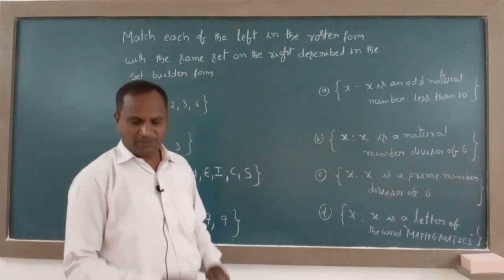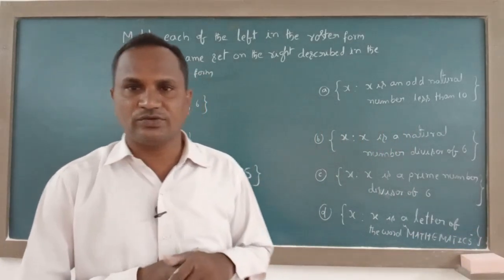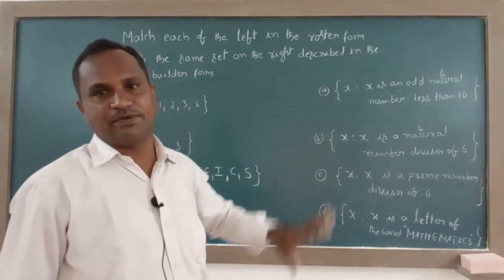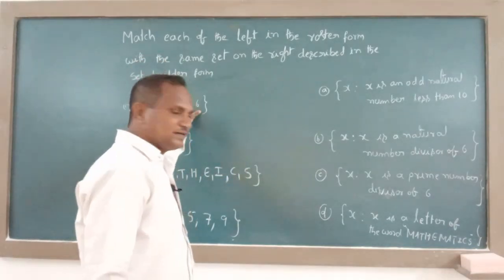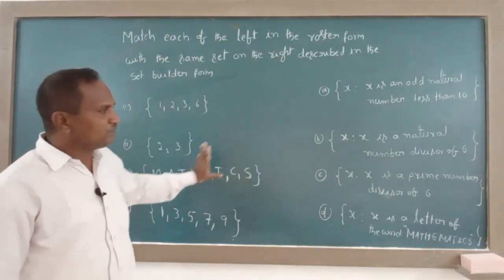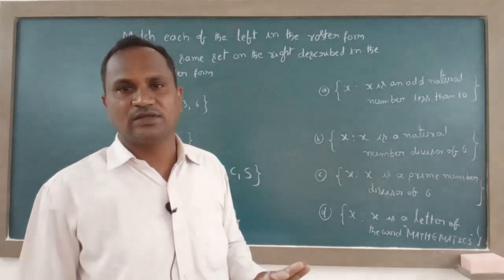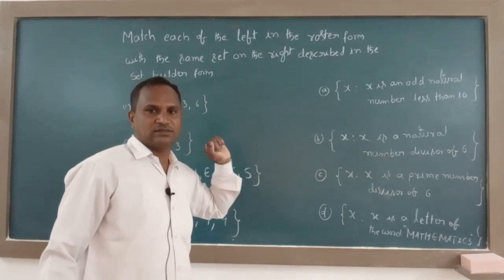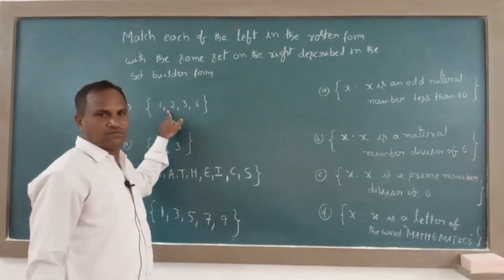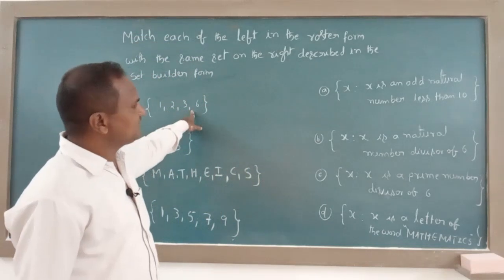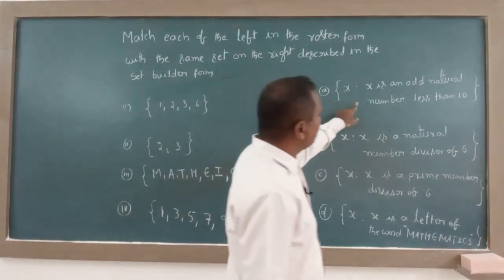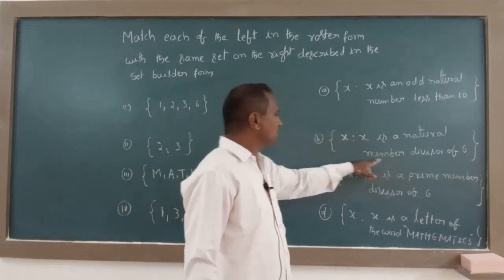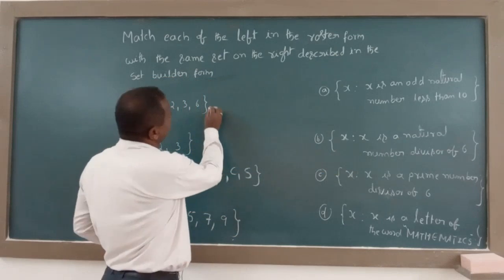This is a matching question. Which roster form is matched to which set builder form? On one side they gave roster form and on the other side they gave set builder form. Here we must check them. The first set is 1, 2, 3, 6. X is an odd natural number less than 10, but it is not matched. X is a natural number divisor of 6, exactly, it is mapped to this.